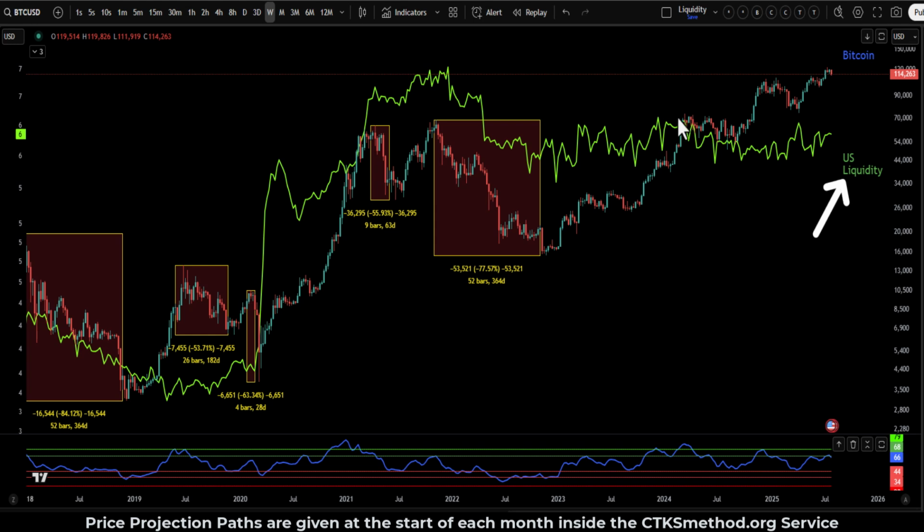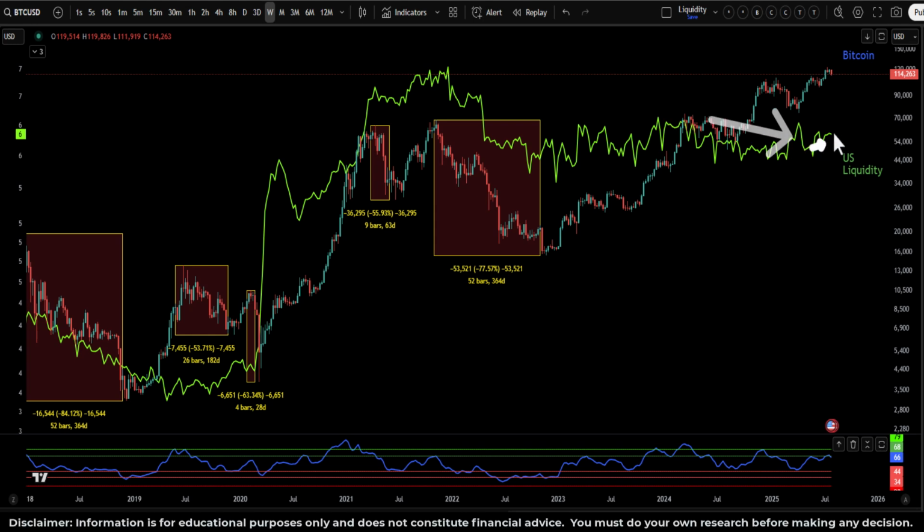Checking in on US liquidity, it's starting to make a bit of a rise. When we've seen this before, we've seen not only systemic problems in the economic system, that's why liquidity increases, but we also see inflation hitting asset prices.